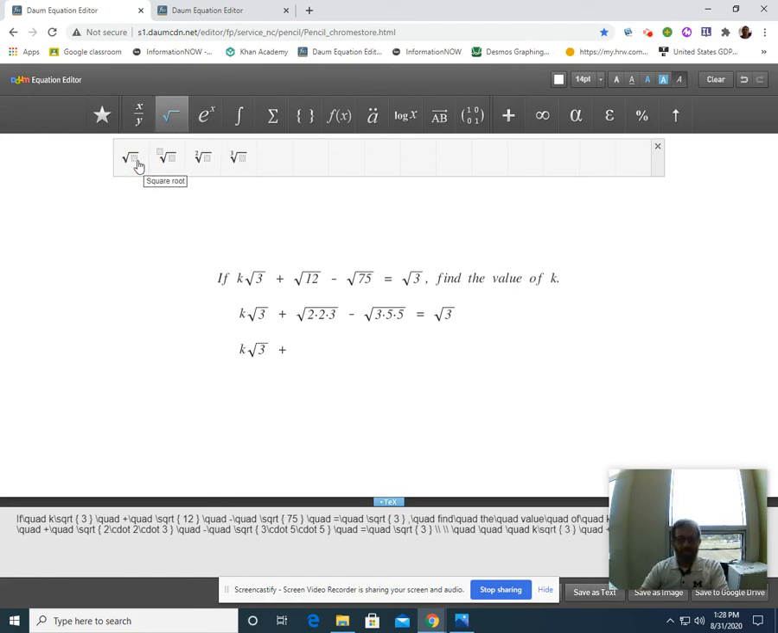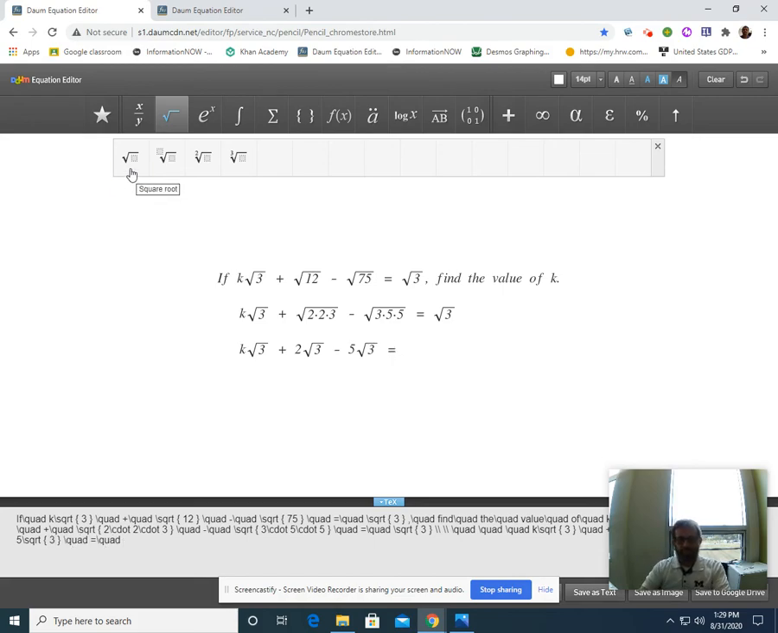Now, you can break the 2 off. So this becomes 2 times the square root of 3, because I had two 2s, and I can take the square root of two 2s and just get 2. Likewise, I have two 5s, so I can take the square root of the two 5s and just get 5.